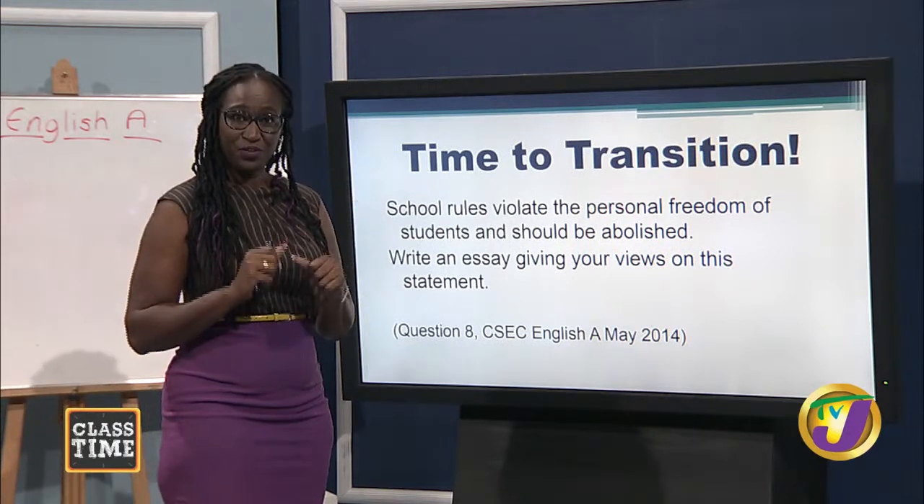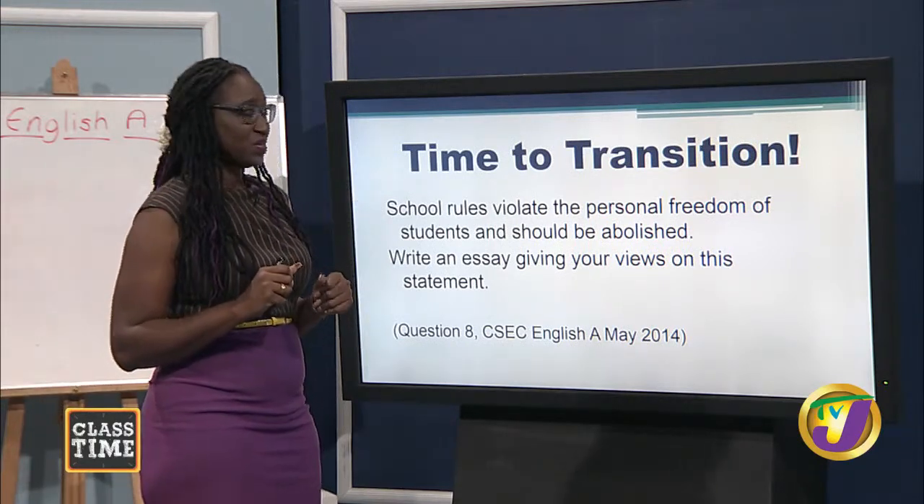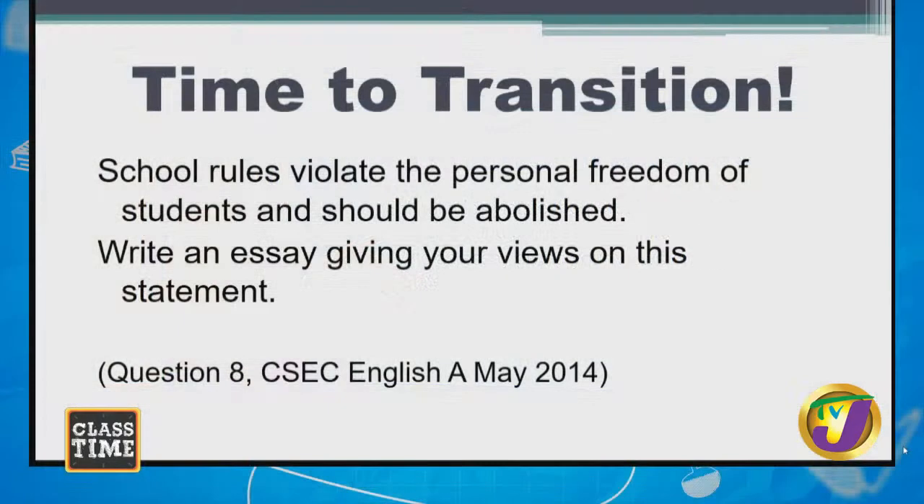So, time for you to put your transitions to use. And this is a question we're focusing on today. School uniforms violate the personal freedom of students and should be abolished. Write an essay giving your views on this statement. And it was question 8 on the May 2014 CSEC English A paper. Now keep that in mind as we go through. This is a scenario you're using and something simple enough that you can identify with as well.